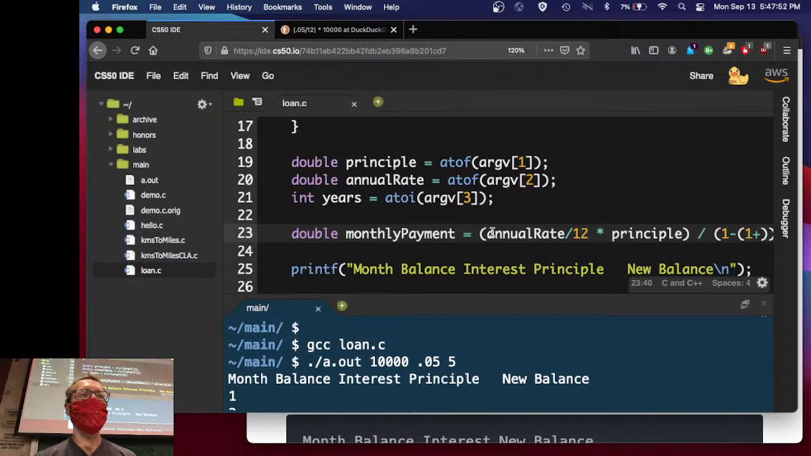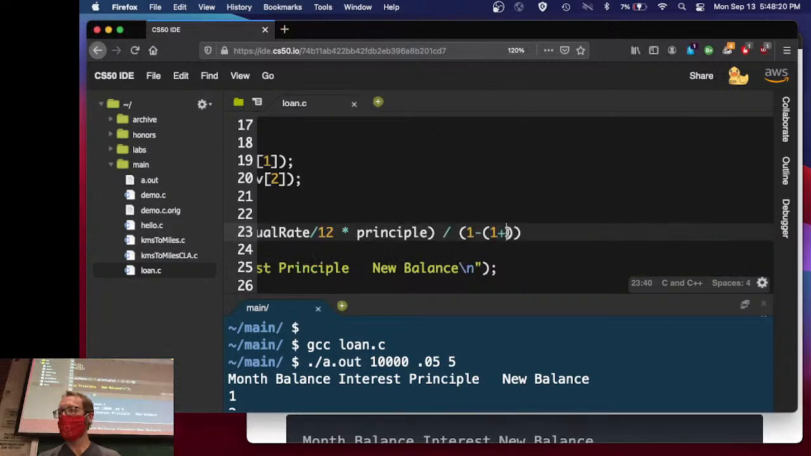What else was in there? 1 plus rate raised to the power n. I don't know if this lag is because of the connection or because of my computer. OBS is acting okay. All right, so remind me, what was it again? Annual rate divided by 12, and then I raise all of that to the power negative n. How do I do powers? Math library, pow function. I'm going to put a negative in front of a variable. There's no problem with that. If it was negative before, it'll make it positive. If it's positive, it'll make it negative. And that's it. Save that.